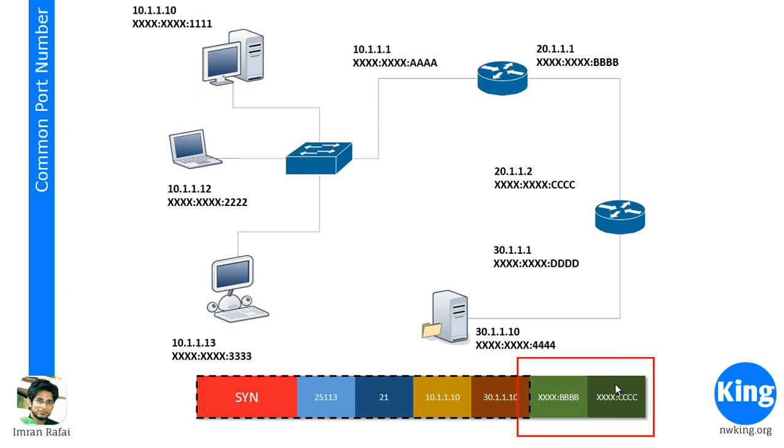Then it removes the MAC address again, and it looks at the destination. It sees it is 30.1.1.10, and it knows 30.1.1.10 is connected to its interface, right? So the same process continues. It finds out the MAC address, puts those MAC addresses, does the hashing, attaches the hash to the frame, and sends it across the network.